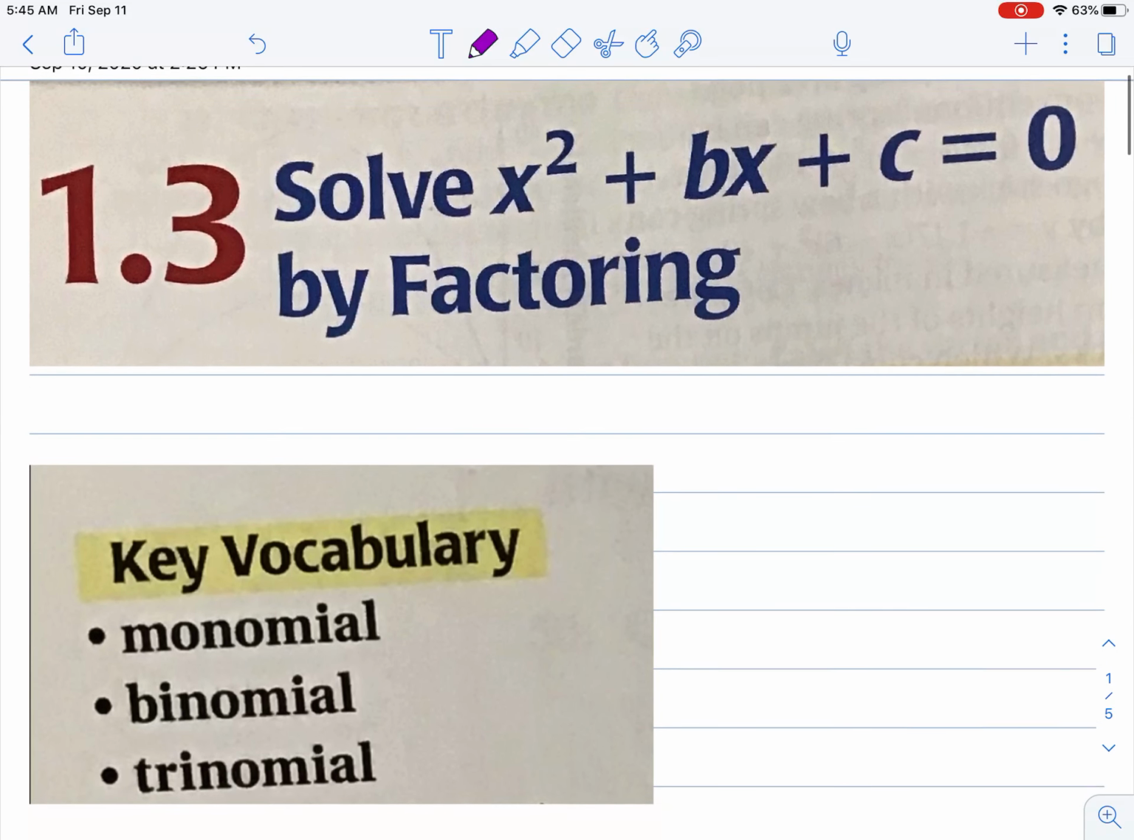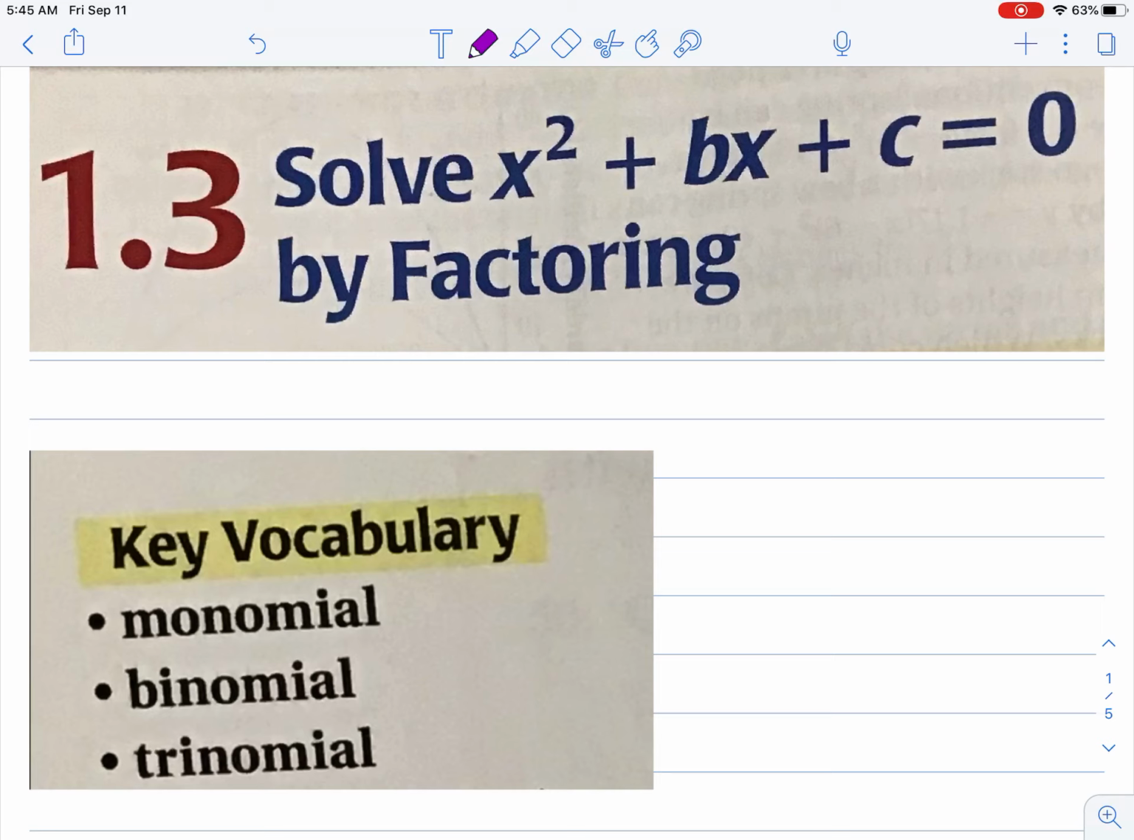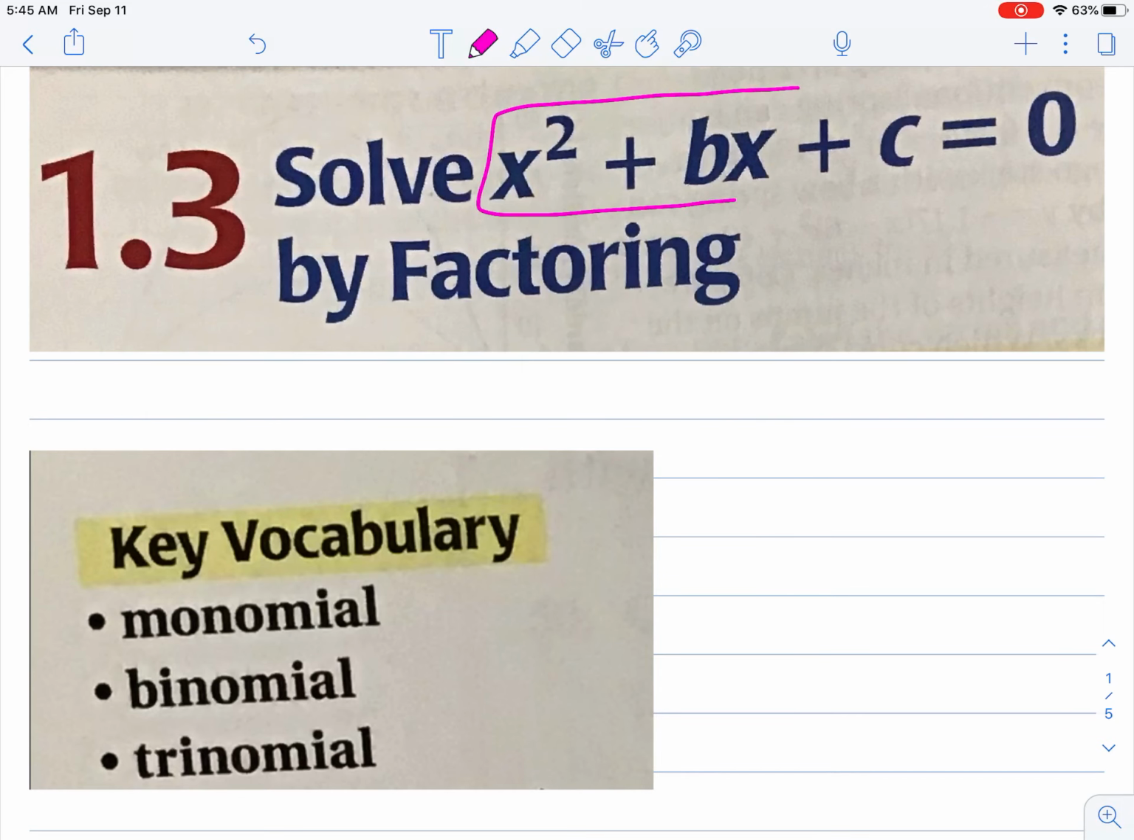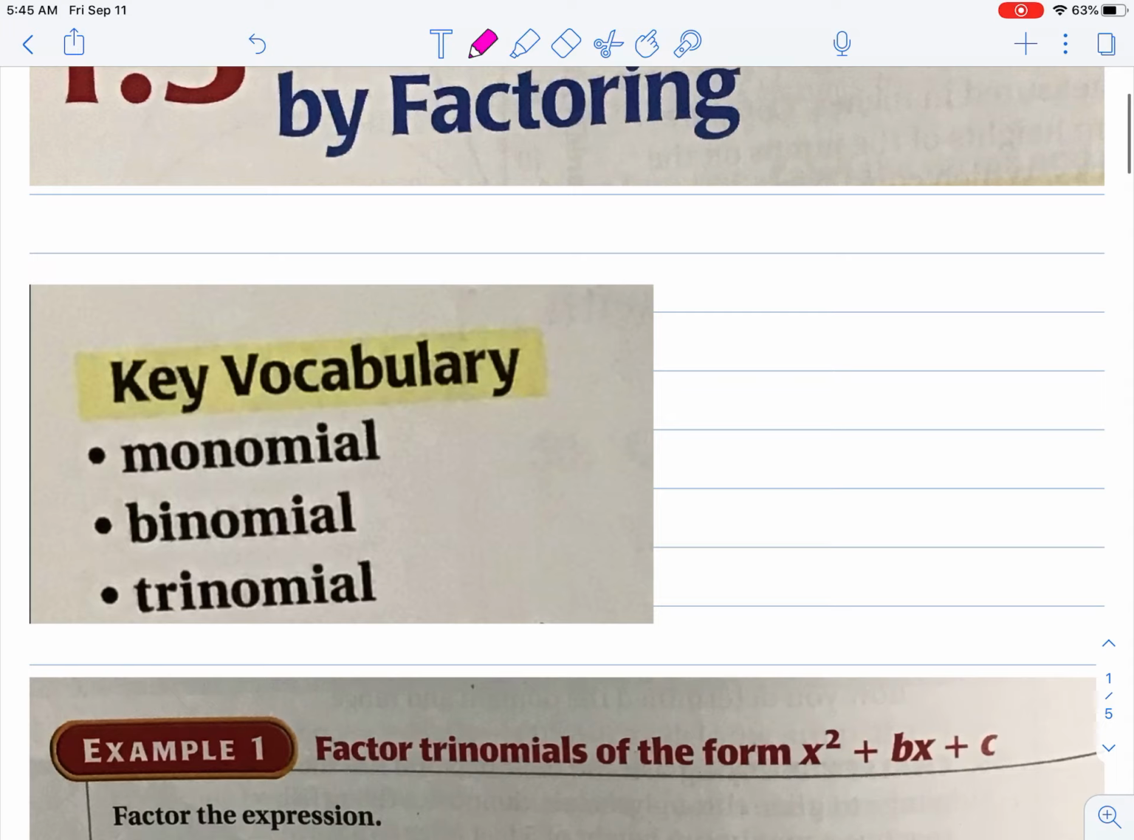Hi everybody, we're here and we're going to go over section 1.3. We are going to solve x squared plus bx plus c, which we know as a quadratic in standard form, but we're going to do it by factoring, okay?